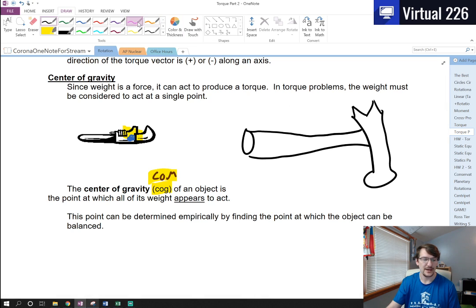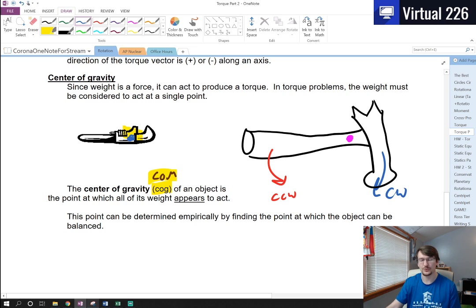So there's our hammer, and we found our center of mass to be somewhere right about here. Now, like I said, this means that the torque acting on this side, this counterclockwise torque, and the torque acting from this side going this way, our clockwise torque, are going to be equal and opposite. And if we summed the torques here, they would come out to be 0.